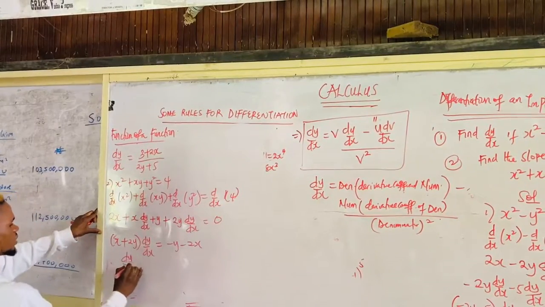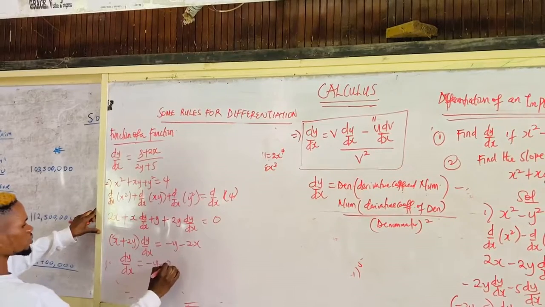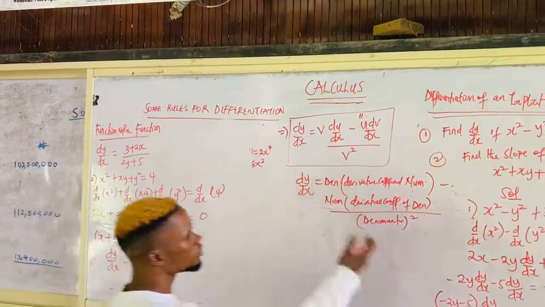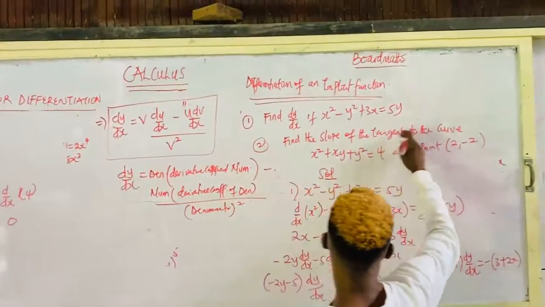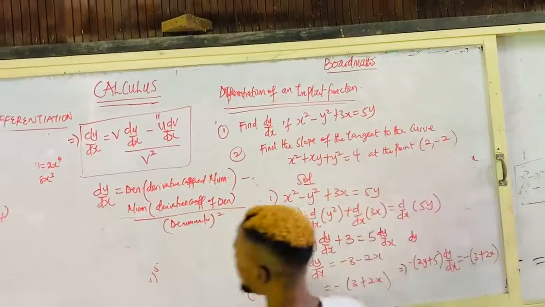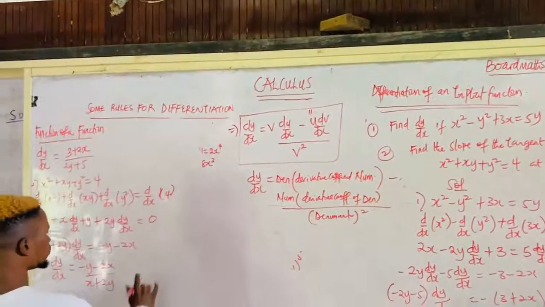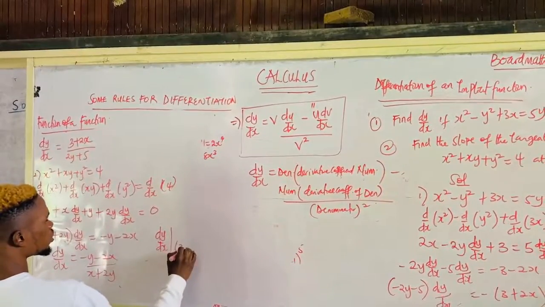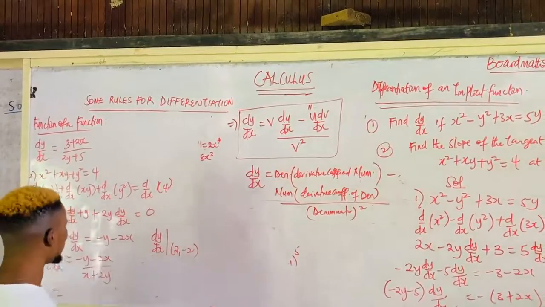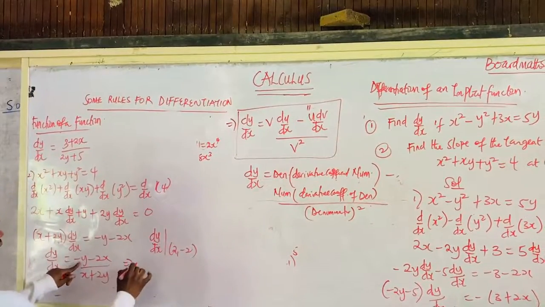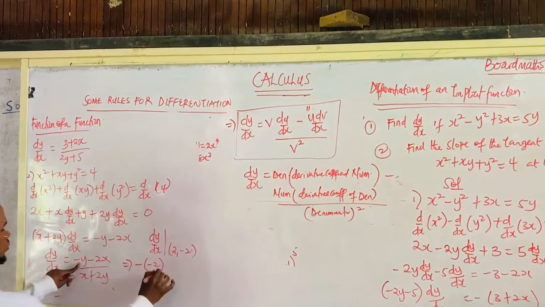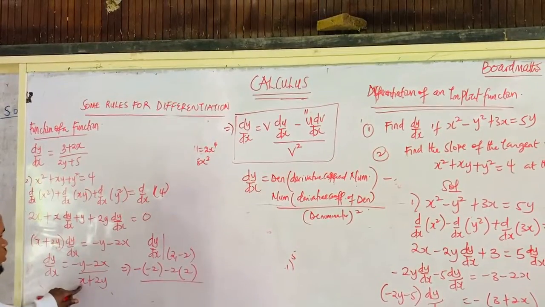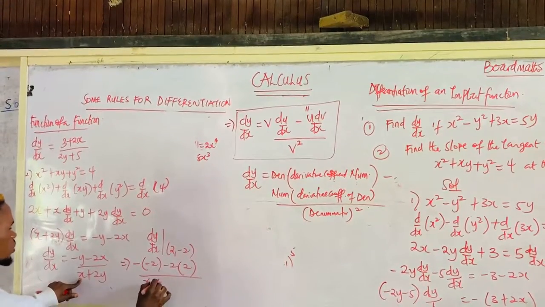That means dy/dx is equal to (minus y minus 2x) all over (x plus 2y). Now we have to find the slope, that's dy/dx, to the curve at the point (2, minus 2). At the point (2, minus 2), that means x is 2 and y is minus 2.